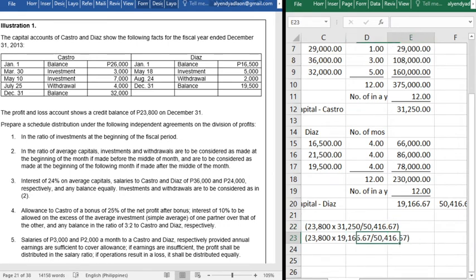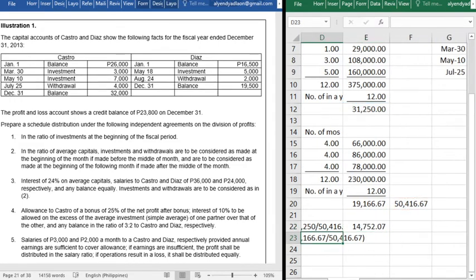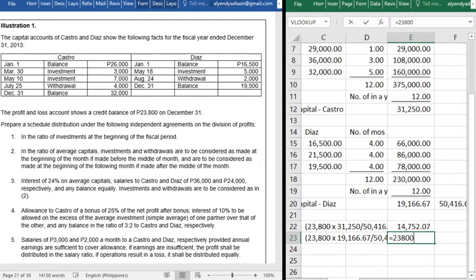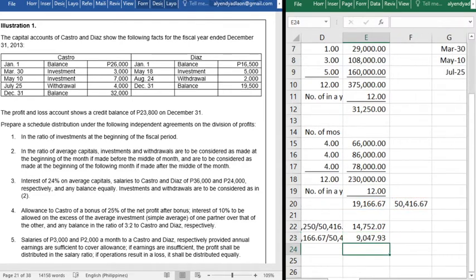And then for the profit share, okay, let us compute 23,800 multiplied by 31,250 divided by 50,416. This is for Diaz, and for Castro, we have 23,800 multiplied by 19,167 divided by 50,417, that is 9,047. So we're gonna add 14,752 plus 9,047, that is 23,800. This is their profit share.